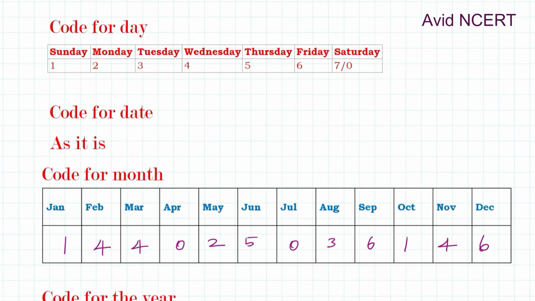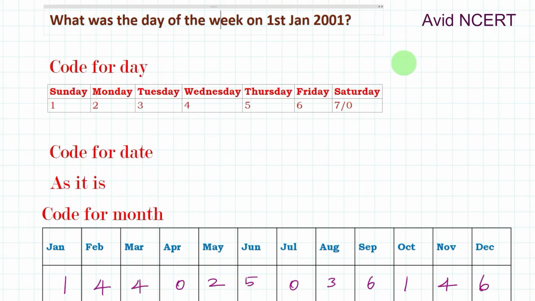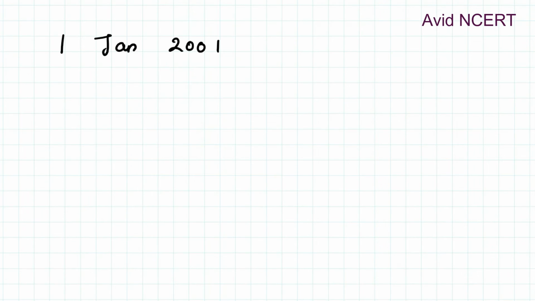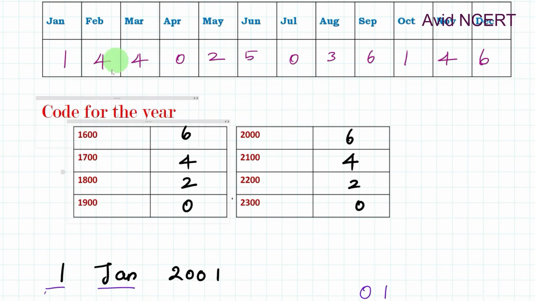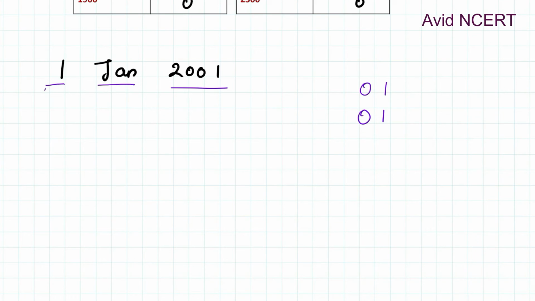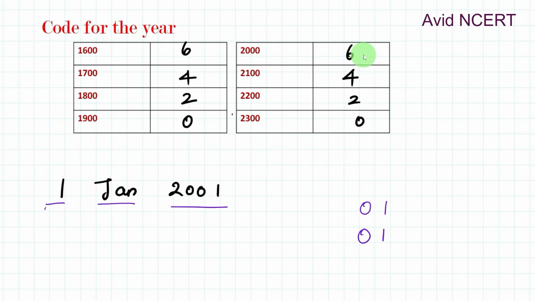Now substituting all those values in this date, 1st Jan 2001. So writing all the codes now. First thing, the code for date, which is as it is. So writing 1 or 01 for easy purpose of adding it. And the code for Jan is again just 1. The code for 2001 comes under this, so it is 6.